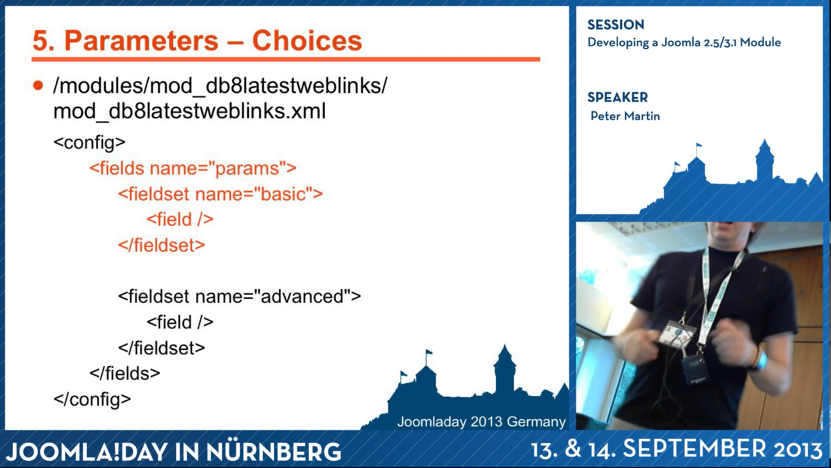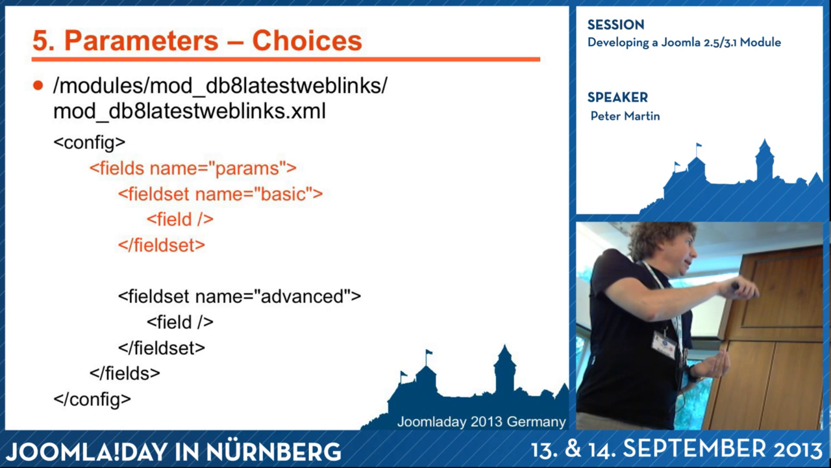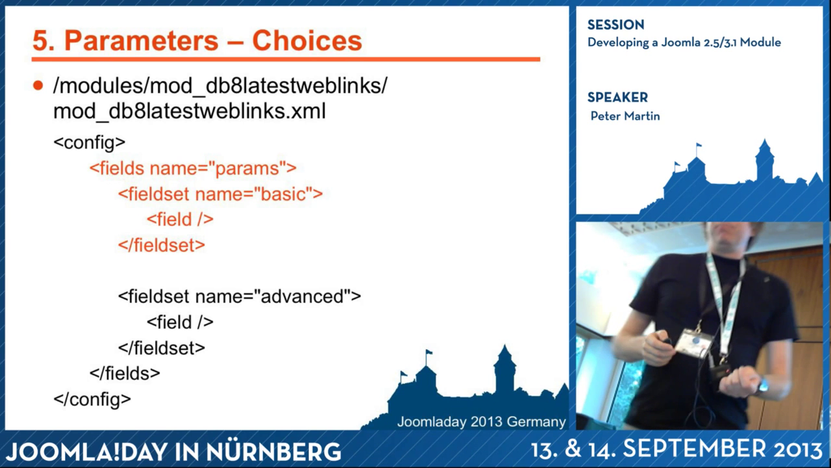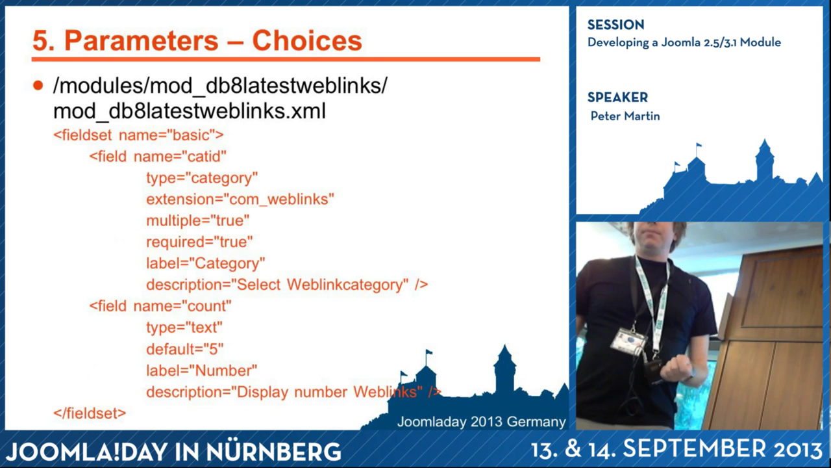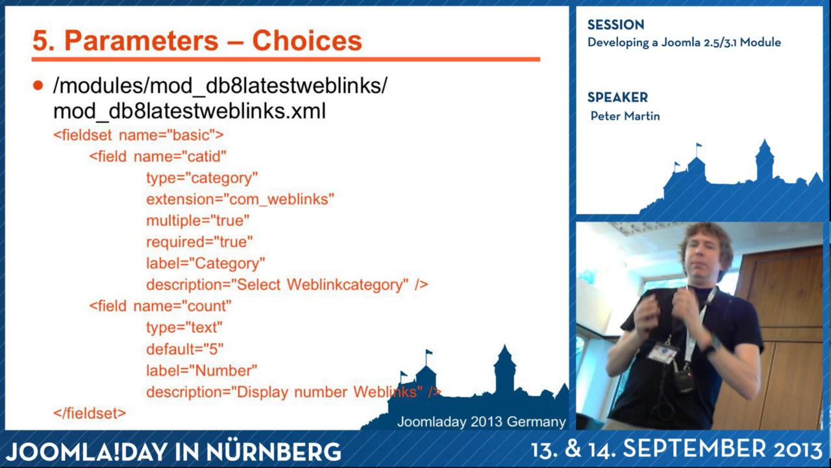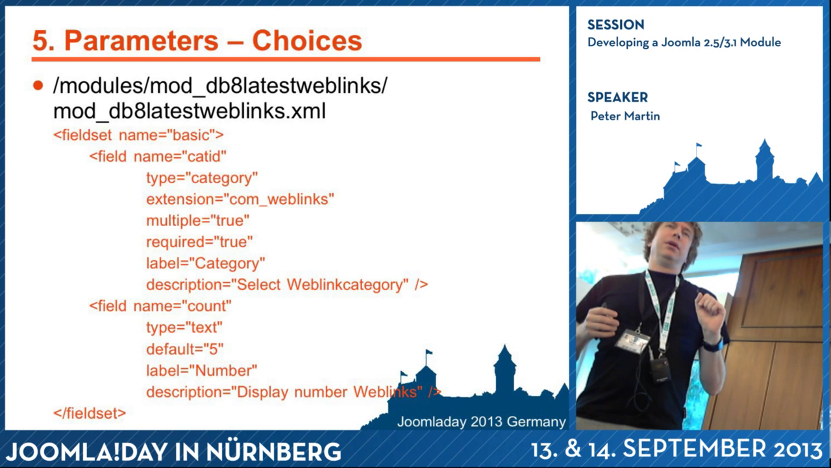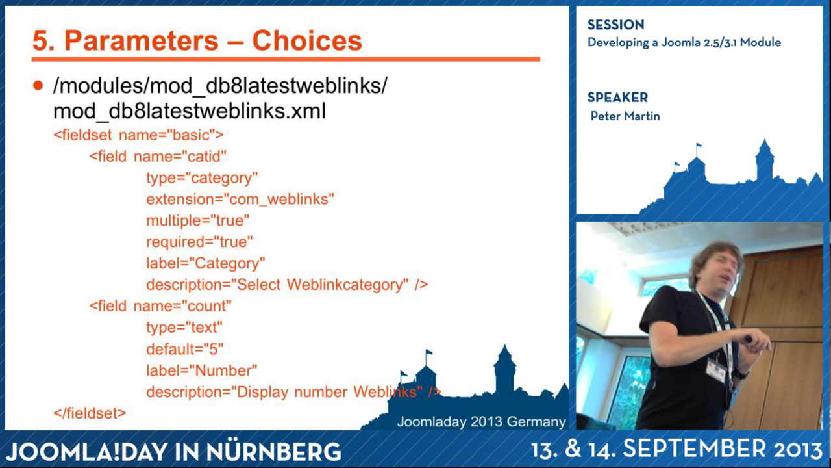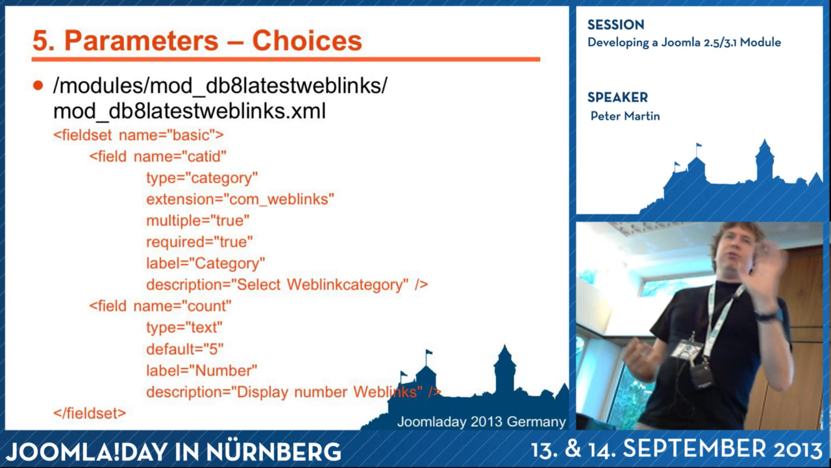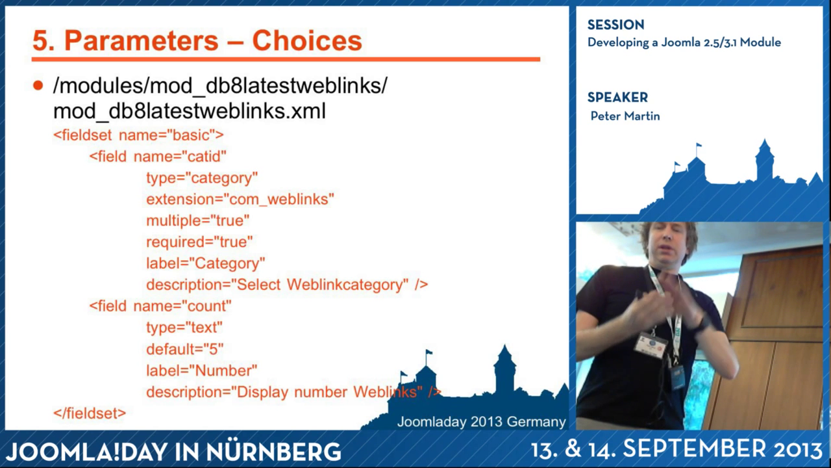So first of all, I went to my XML file, the db8 latest weblinks.xml, and I just added some code. It says config, and then params, field params, and something else. What you see in orange here is on this sheet. This is the only thing I want to know. First of all, I want a category ID so that people who want to use my module can select that they want to see the latest web links in this category. Or I also have a counter. I don't want 7, I want 5 results, or maybe 3. So you create flexibility within the number of results.